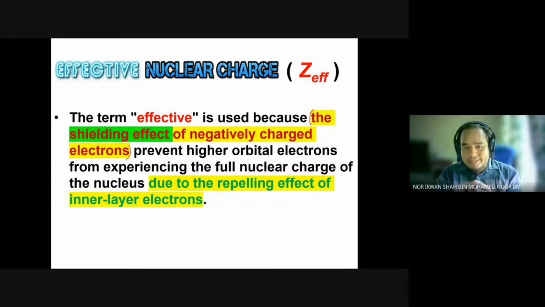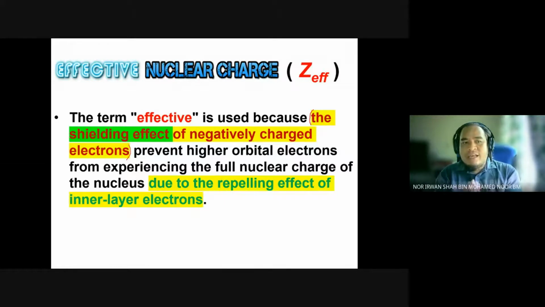Guys, the nucleus will pull all the electrons it has. Semua dia akan tarik. Cuma ada electrons akan ditarik very strong. Nah, ada electrons yang akan ditarik dengan less strong, ataupun kita katakan dia punya attraction is not that strong. Tak begitu kuat sangat.